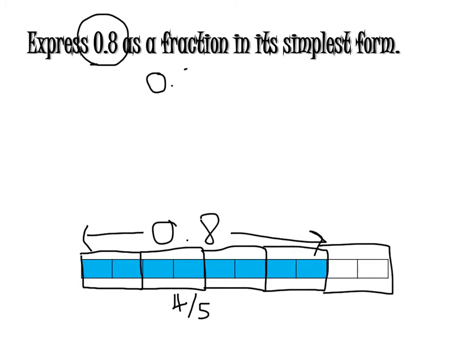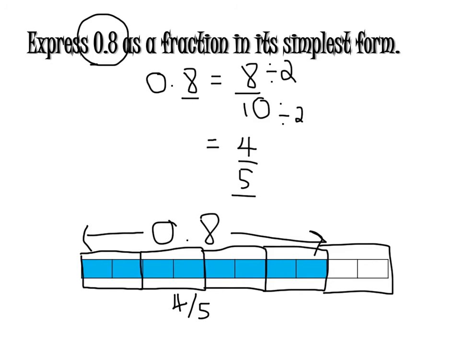Okay, so if I have 0.8, because this is 1 decimal place, I know that it will be 8 out of 10. 8 out of 10 I can simplify by dividing top and bottom by 2, and that will give me 4 over 5. And so this is my answer. 0.8 as a fraction is 4 out of 5.